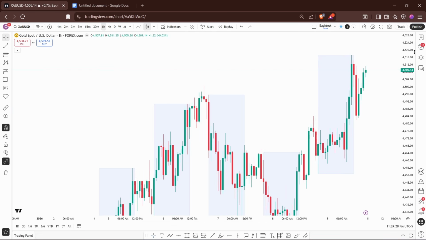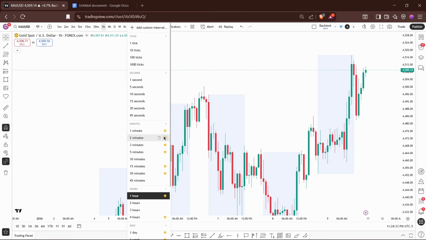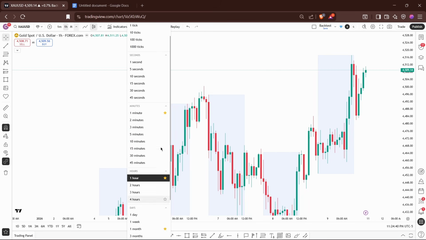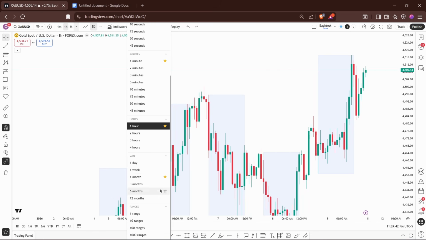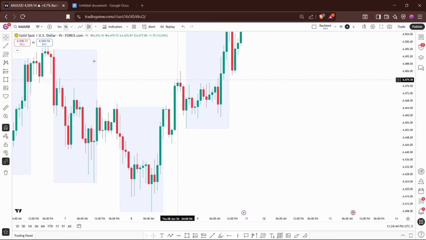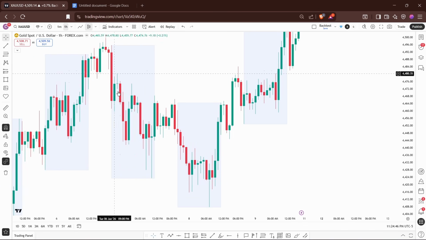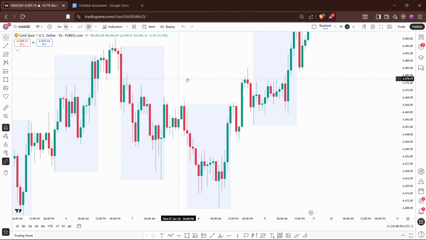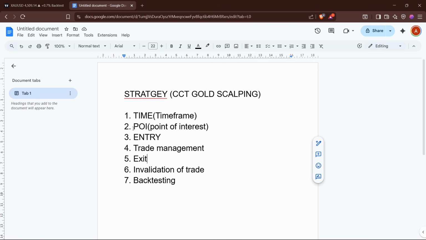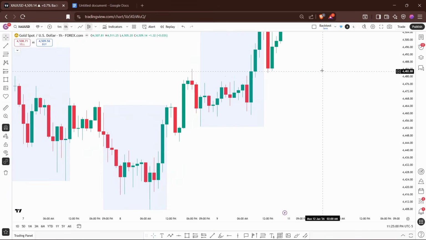The time frames we will use are the 1 hour time frame and then the 1 minute time frame. Because we do scalping, we choose the 1 hour time frame and the 1 minute time frame. So this is the time setting and time frame. After that we will look for the POI, point of interest. Every strategy has its point of interest from where we will look for the entry. So our point of interest will be like this.